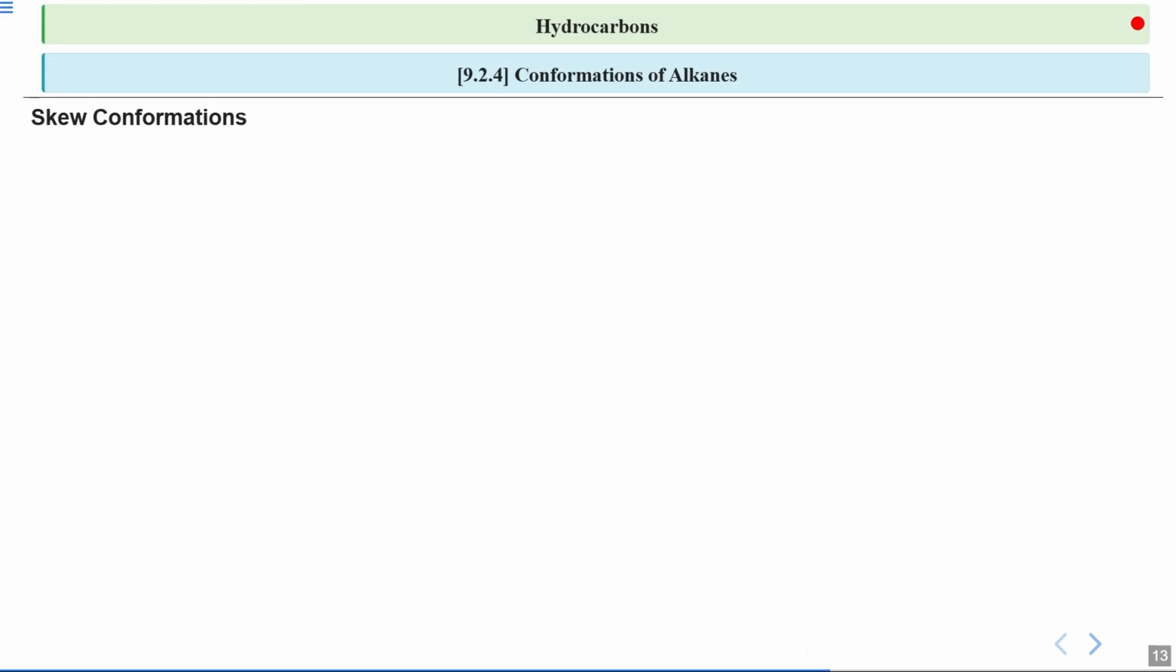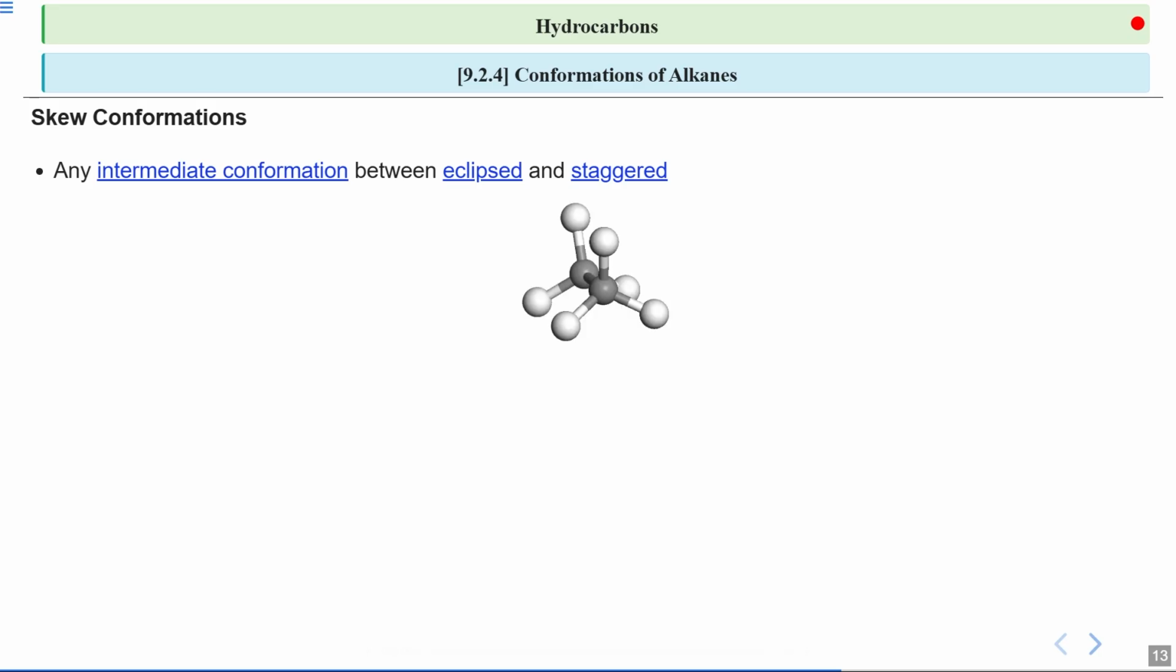Now, we will study the concept of skew conformation in hydrocarbons. Any intermediate conformation that you observe between the eclipsed and staggered conformations can be named a skew conformation, right? So this means the molecule is not fully aligned like in eclipsed, or not fully spaced out like in staggered. Here we have an image that visually shows how skew conformations occur. Notice how the atoms are positioned in a way that is neither fully eclipsed nor fully staggered.